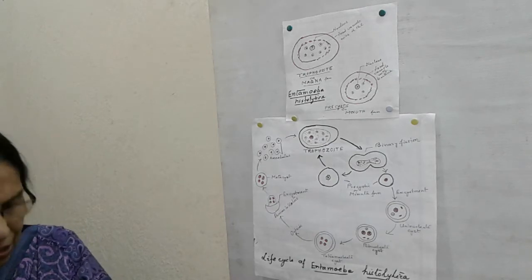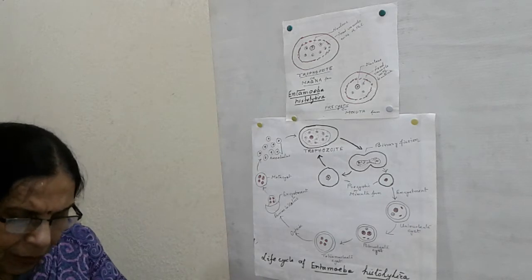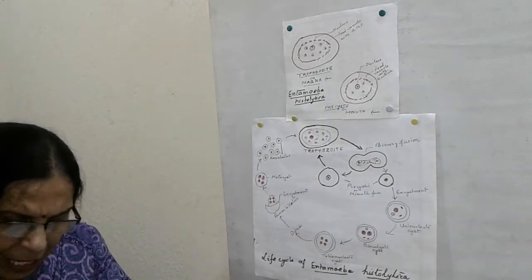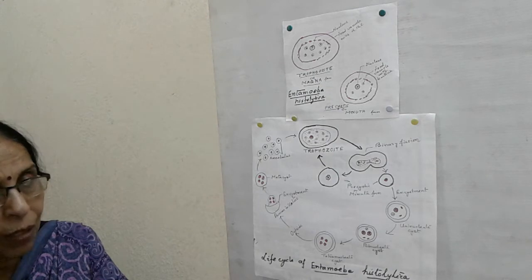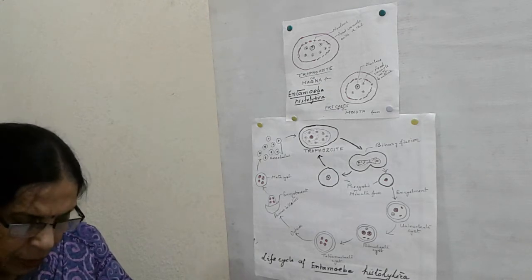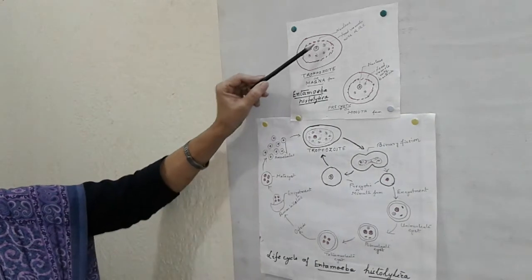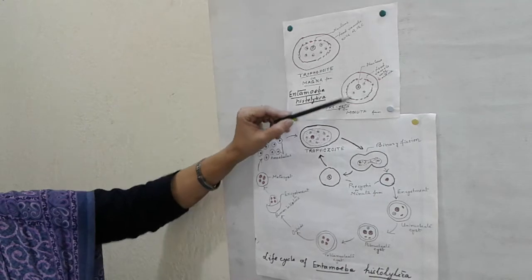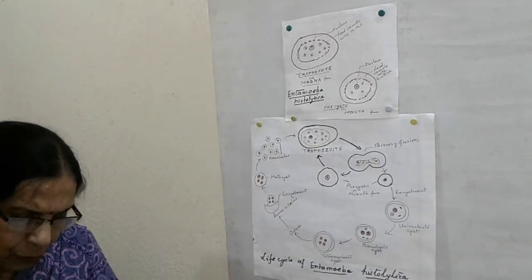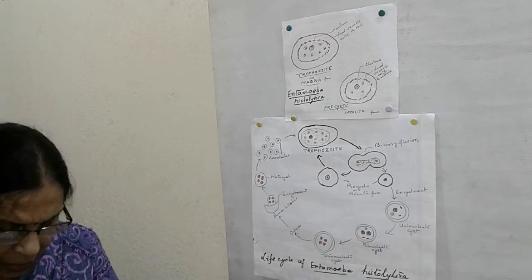The second one is the precystic or minuta form. These are small, live in the lumen of the large intestine, feed on bacteria and are non-motile. They can't move. They are a little bit round in shape. The nucleus in both cases contains a peripheral chromatin granule. The chromatin granule is present at the periphery. Food vacuoles are more in number in the trophozoite form, as I told you earlier.